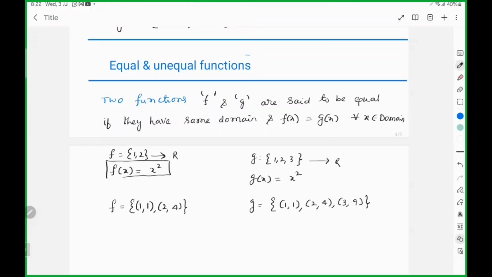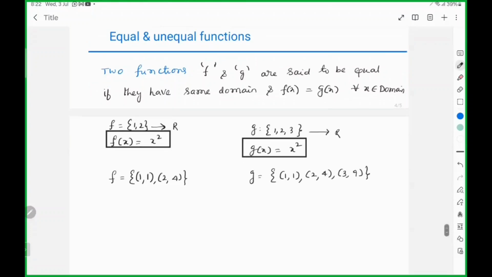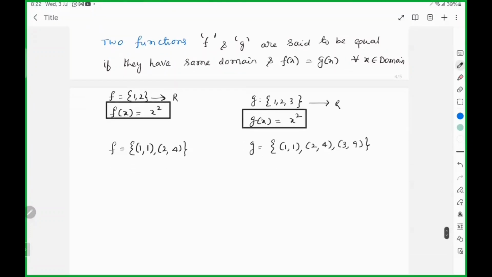Both f and g are defined in the same way, still they are not equal because their domains are different. They are defined in the same manner, but they are not equal. Here one element is additional. So the minimum first condition is they must have the same domain. Since they do not have the same domain, they are not equal functions.